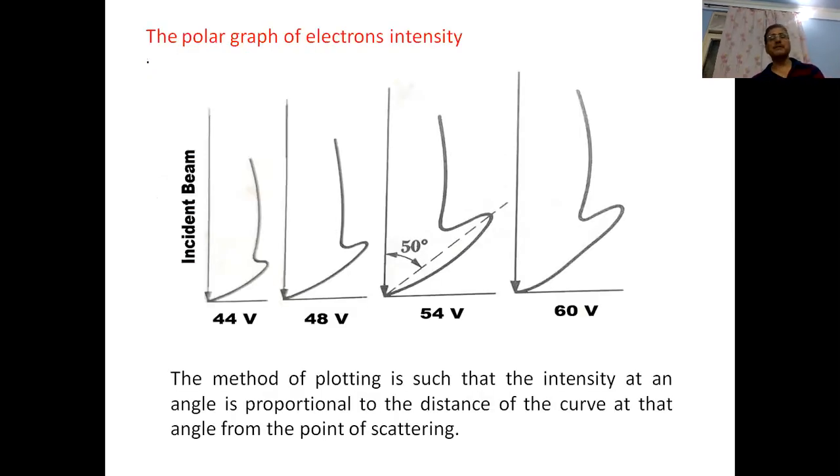Here is a polar graph of electron intensity. This is the incident beam, and these are the different accelerating voltages of the electron. For example, for 54 electron volt, this angle is shown to be 50 degrees. This graph is plotted in such a way that the intensity at any angle, for example at 50 degrees, is proportional to the distance of the curve at that angle from the point of scattering. That is, we are talking about this particular distance from here to here. So for different distances, the intensities are different at different angles. This is how the polar graph has been plotted.